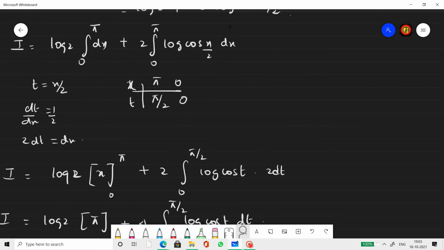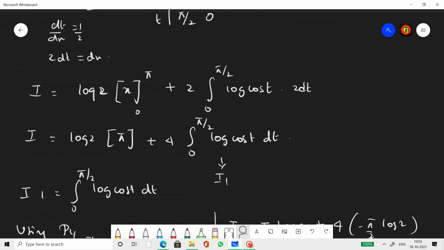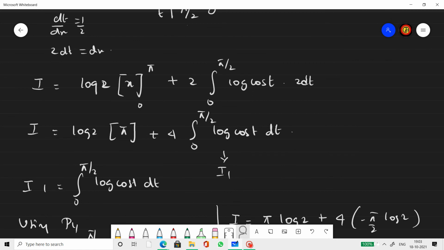Now I equals this, and I am going to use substitution only for this. So t equals x by 2, dt by dx is 1 by 2. So 2 dt equals dx, the limit will also change. So the question from the x form will come to t form, and the limit will also change to 0 to pi by 2. Now, start integrating. I just took the 2 common out. 2 into 2 is 4 here. So this part is already integrated, only this remains. So I'm considering this as I1.